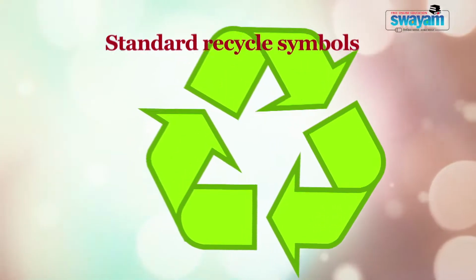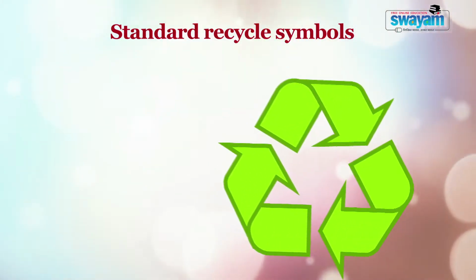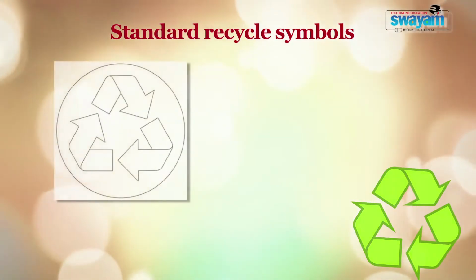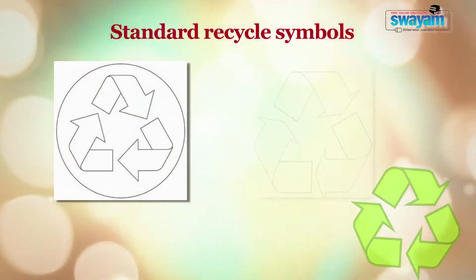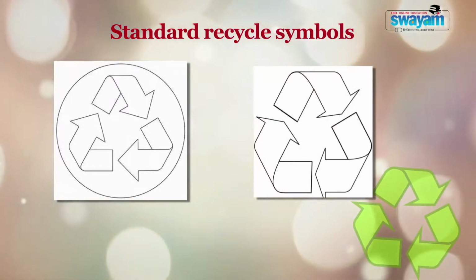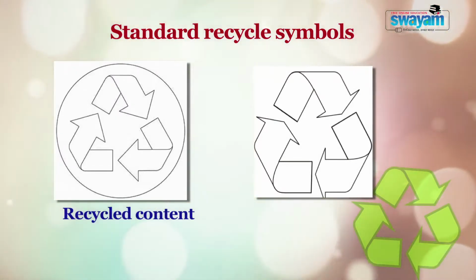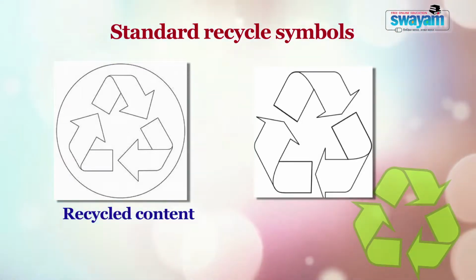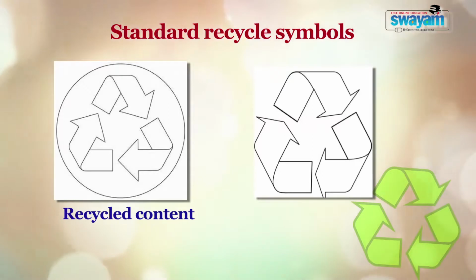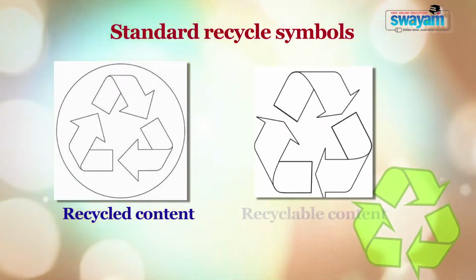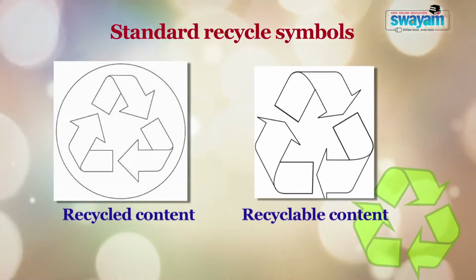How is it important? For example, when we purchase any material, we must look at the material, which will show different kinds of symbols. These are the 2 symbols mainly. One is of recycled content, which means the material is already recycled. So, we must purchase such material which is recycled, because it will minimize the waste. And the second symbol shows the recyclable content.